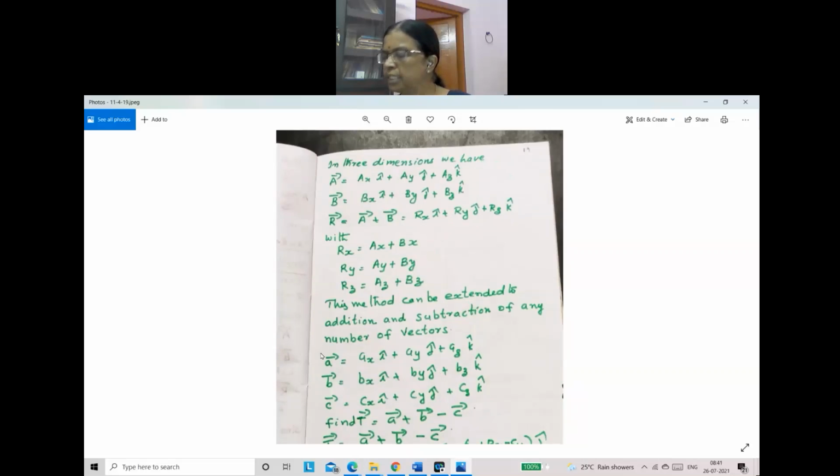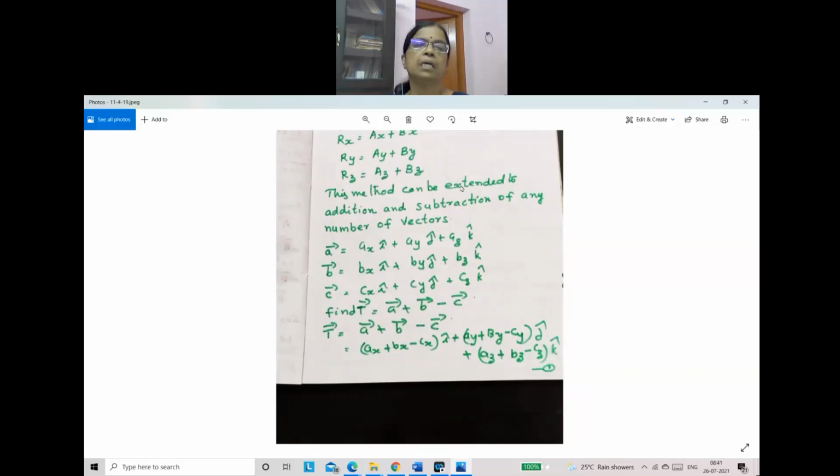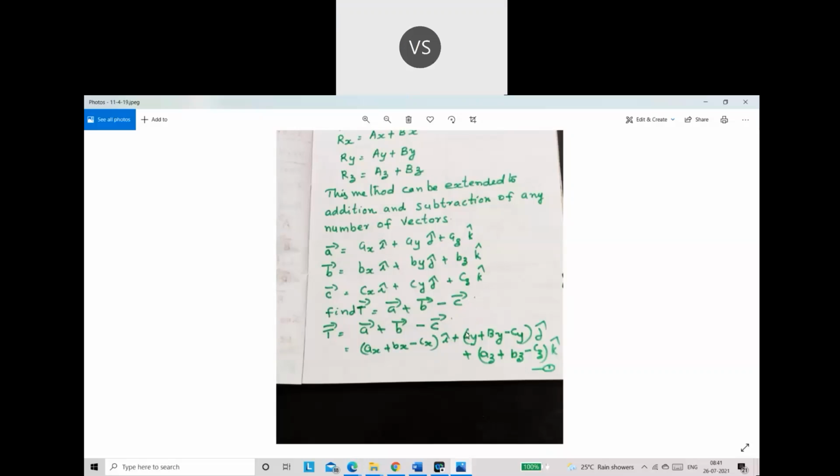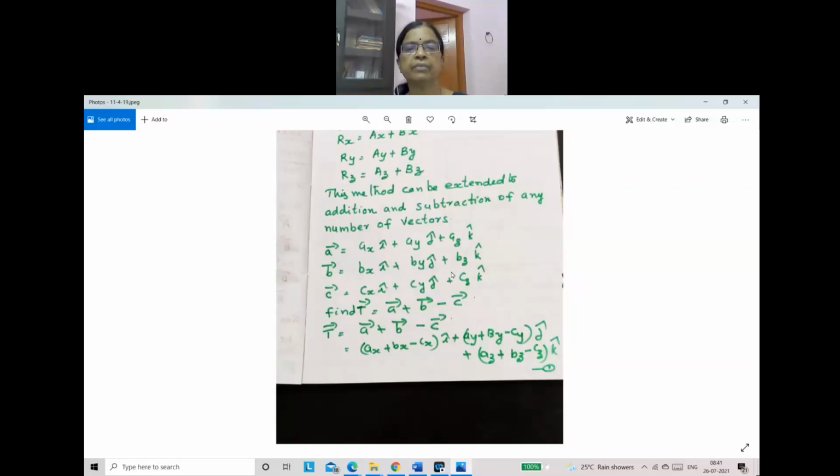This method can be extended to addition and subtraction of vectors also. Suppose we are adding A and B and subtracting C. We can write it together, A plus B minus C. How will you write? I will ask Varsha. Varsha. Varsha. Not there? Is Varsha there?